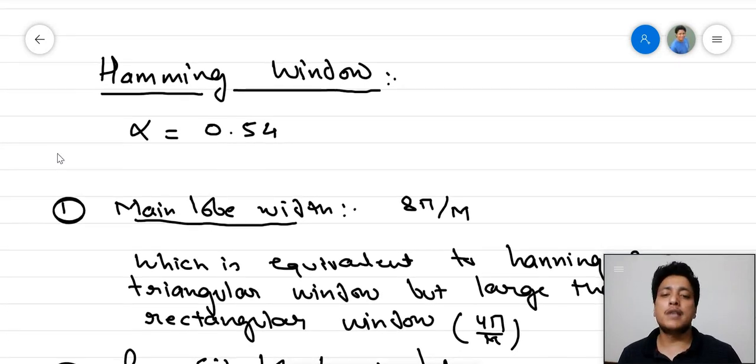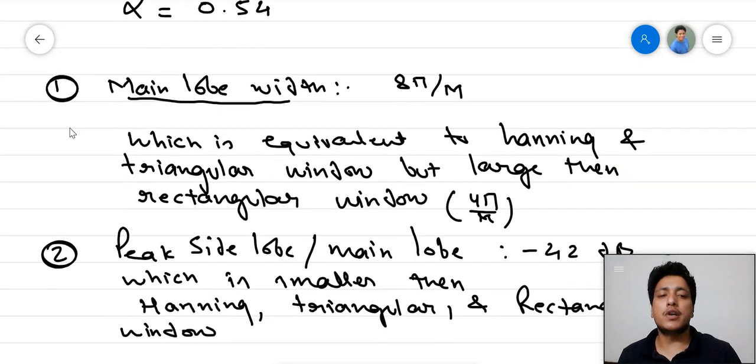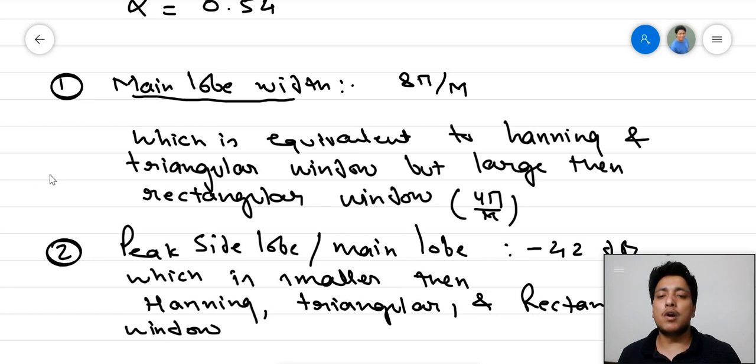Next is the peak side lobe to main lobe ratio, which in this particular case is minus 42 dB, which is smaller than the Hanning, triangular and rectangular windows. So by varying the value of alpha, we have improved this particular property.